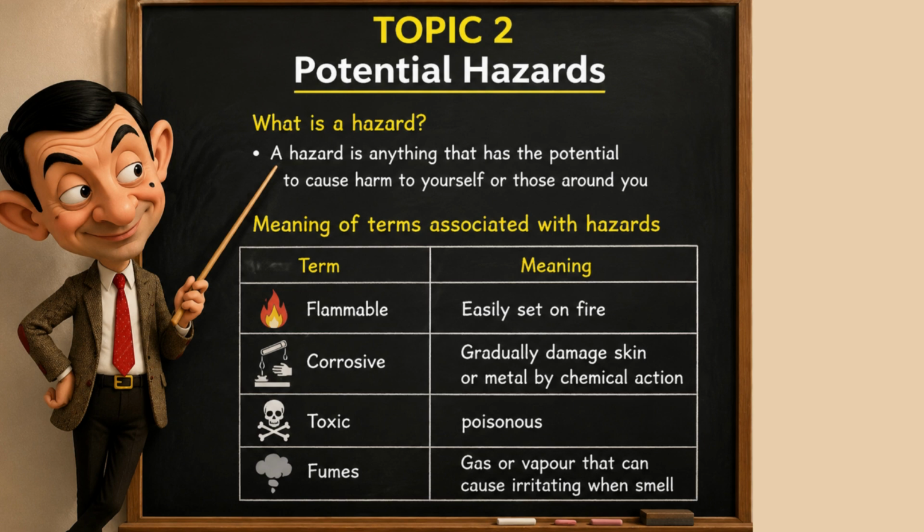Summary table. Term, meaning. Flammable: a substance that can easily catch fire and burn. Corrosive: a substance that can damage skin, eyes, or metals through chemical action. Toxic: a poisonous substance that can cause illness or injury if inhaled, swallowed, or absorbed. Fumes: gases or vapors produced by heating substances that may irritate or harm the respiratory system.